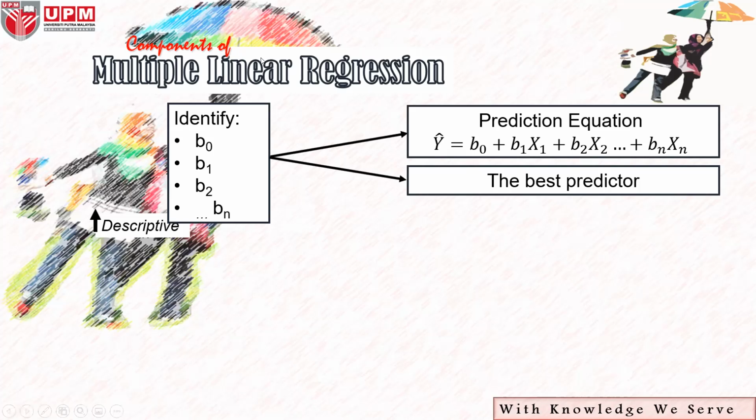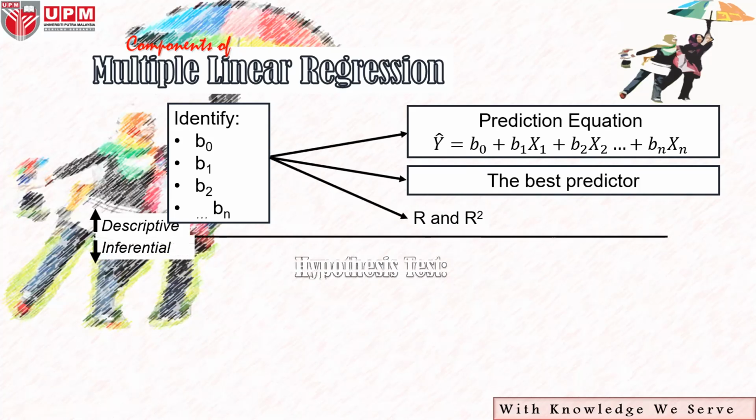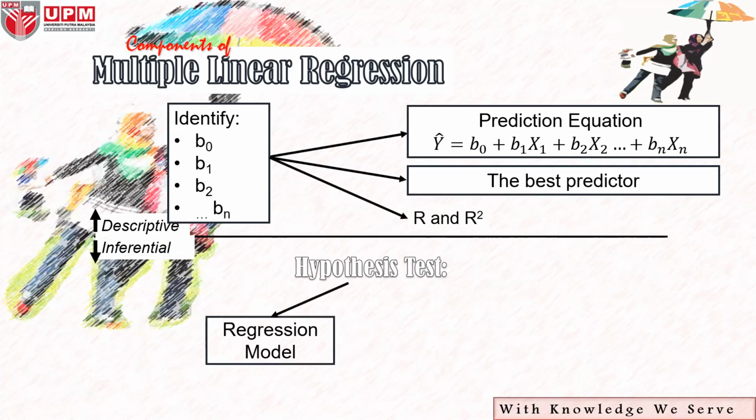Based on the prediction equation or on the standardized beta, we will determine the best predictor. The R and R square as well. Then for the inferential part, we will determine whether our regression model fits the data based on the ANOVA table, and then we will determine the slope.